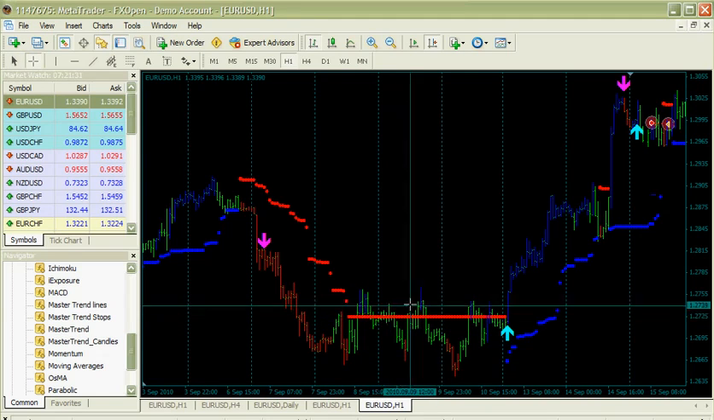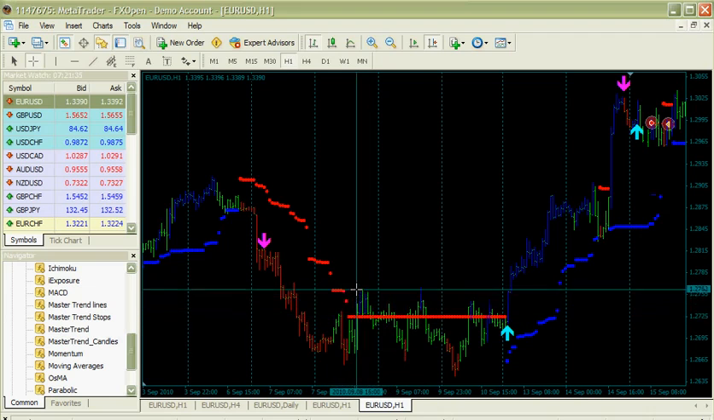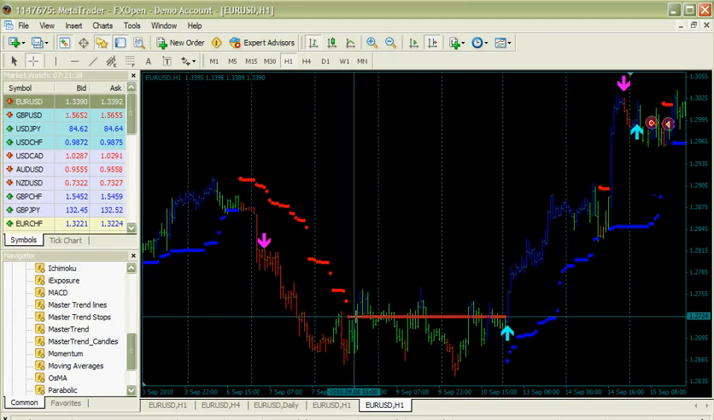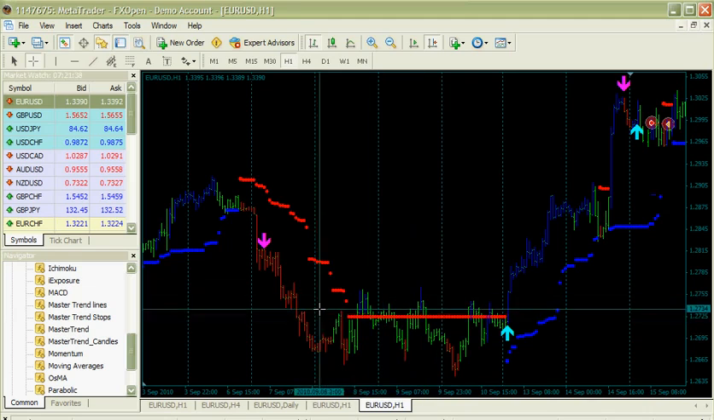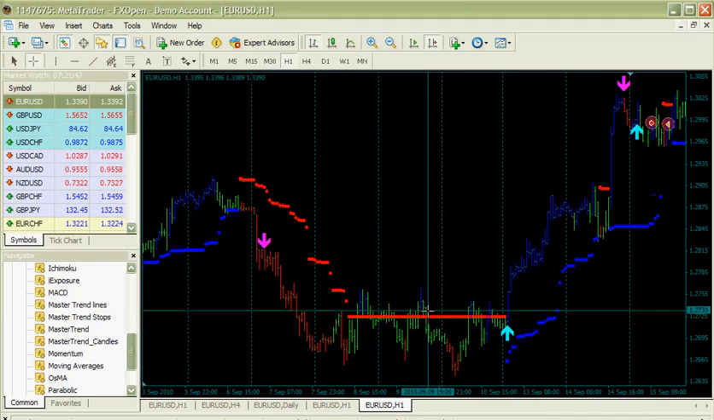But here's one trick: once you see the prices jumping over the red dots, that means that's not really a good signal to use. So we're gonna ignore this area here. If you wanted to take a short here, you could, and that would have made you almost 80 pips.